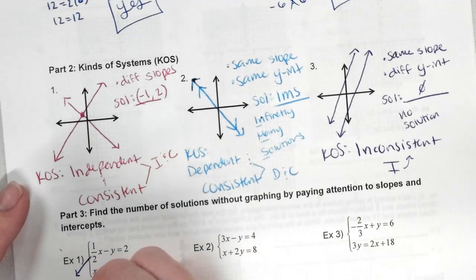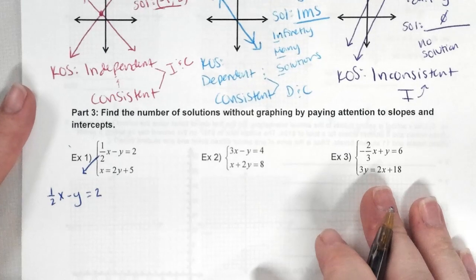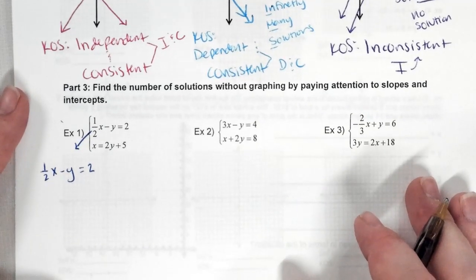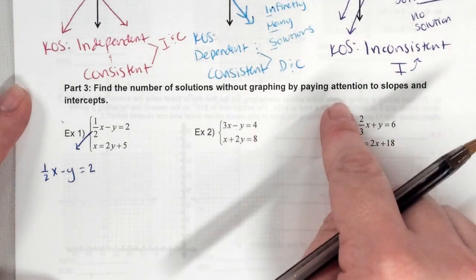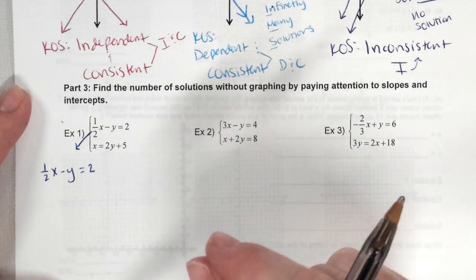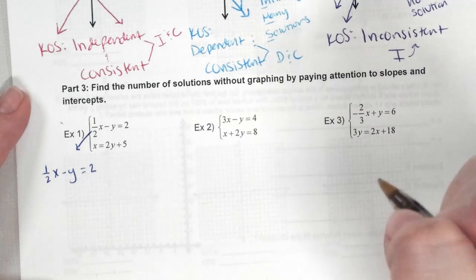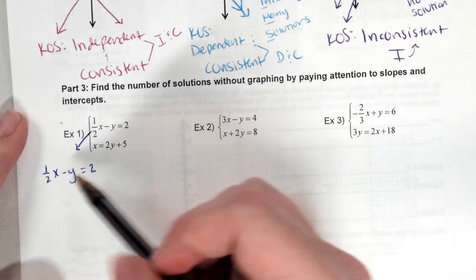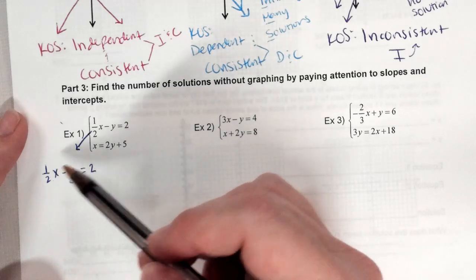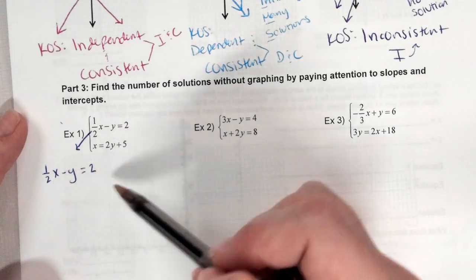Okay, so my first equation is 1/2 x minus y equals 2. Part 3 says find the number of solutions without graphing by paying attention to slopes and intercepts. To define slopes and intercepts, the equation needs to be in standard form or slope-intercept form. This is not technically standard form because it has a fraction. Standard form never has fractions.